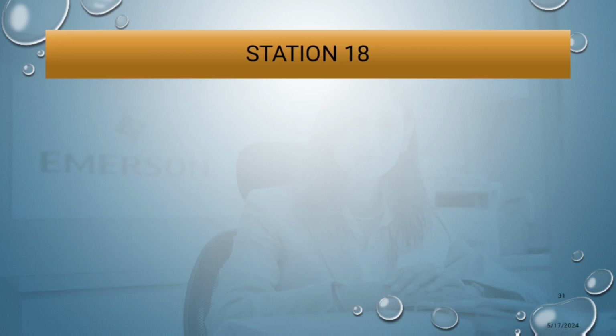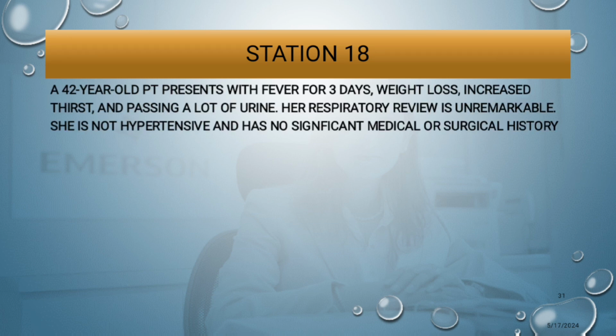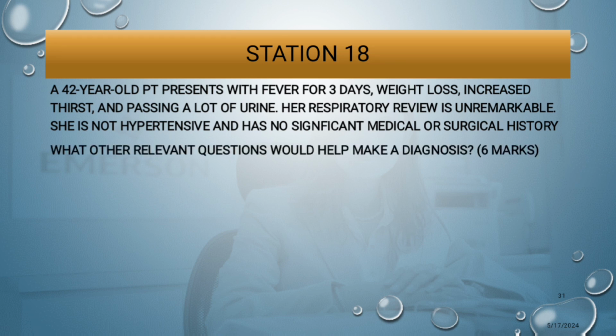See station 18. So for station 18, a 42-year-old patient presents with fever for 3 days, weight loss, increased thirst, and passing a lot of urine. A respiratory review is unremarkable. She is not hypertensive and has no significant medical or surgical history. Okay. Then what other relevant questions would help make a diagnosis?